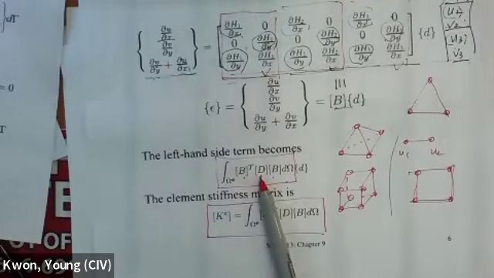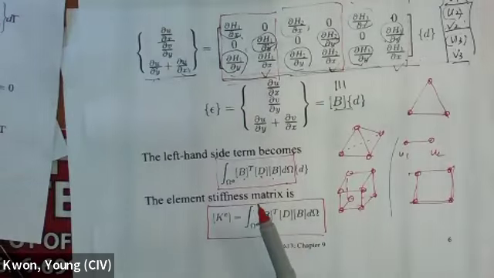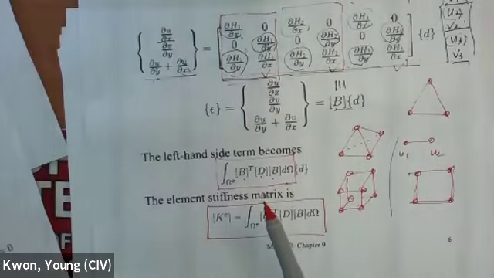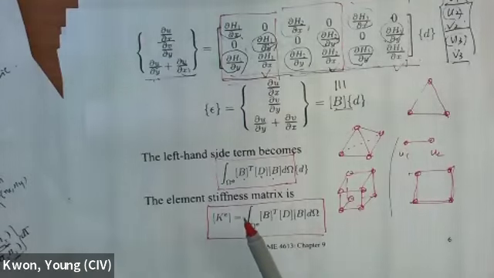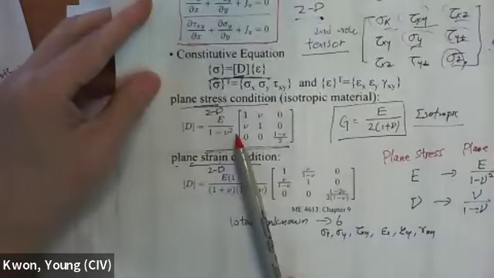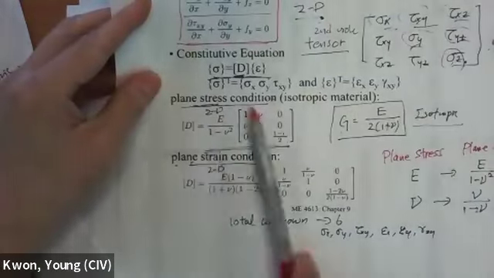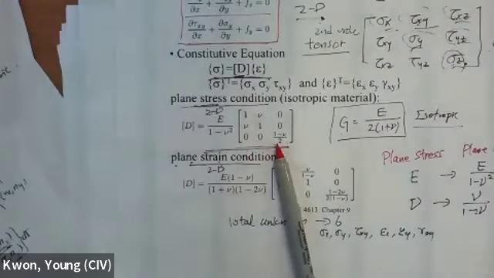Matrix D is the constitutive equation. In other words, the relationship between stress and strain, which is shown in here, like plane stress and plane strain, shown in here, for matrix D. So the size of matrix D is clear.